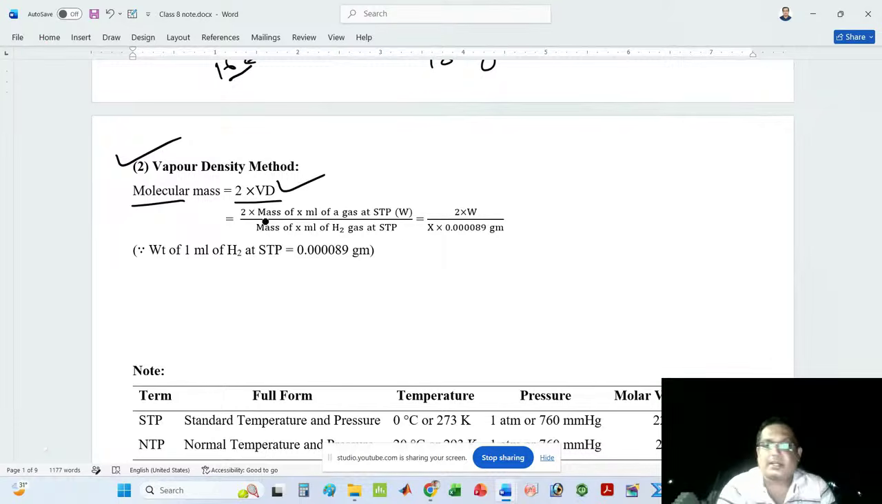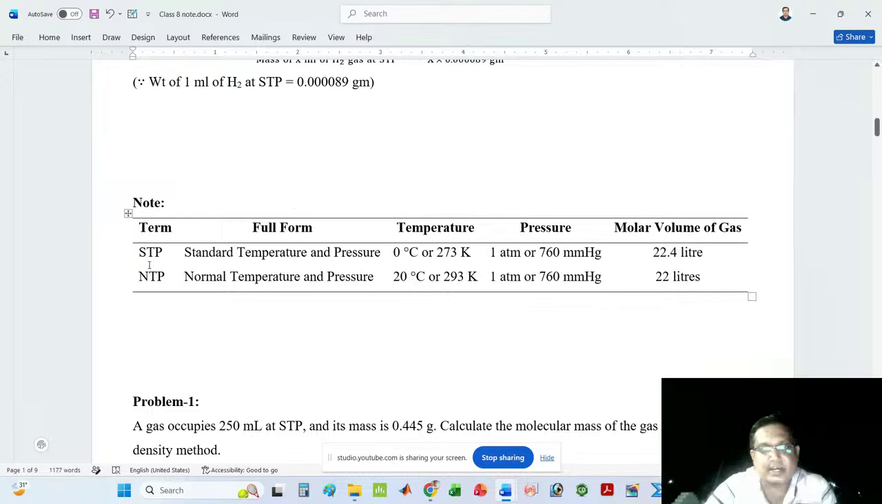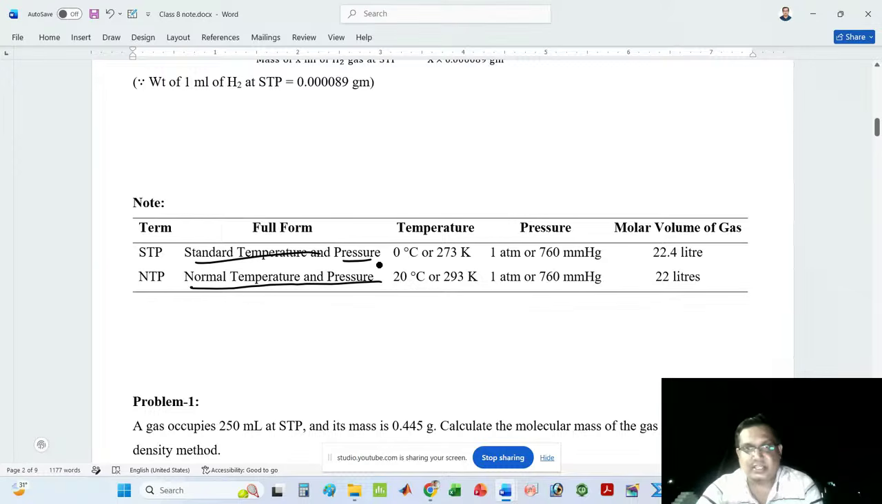Here, an important point is given. What is STP and NTP? STP means standard temperature and pressure. NTP means normal temperature and pressure. In STP condition, the temperature is 0 degree centigrade. In Kelvin, it is considered as 273 Kelvin. And for STP, the pressure is 1 atm. You can say that 760 mmHg.